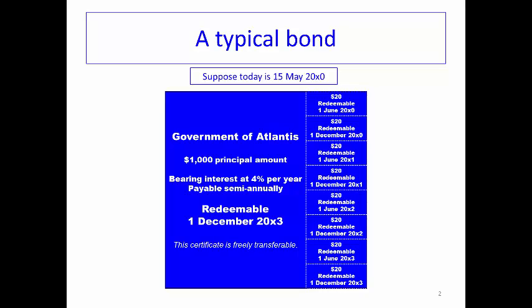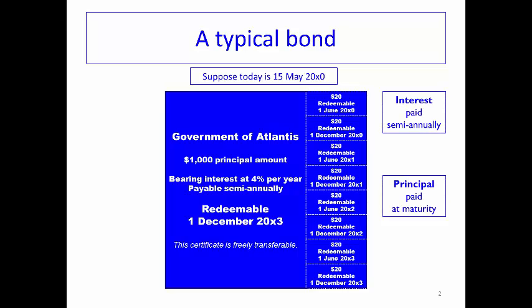So this bond has interest paid semi-annually. It has the principal value paid at maturity, and it trades in the marketplace as a piece, this package that you see in front of you.